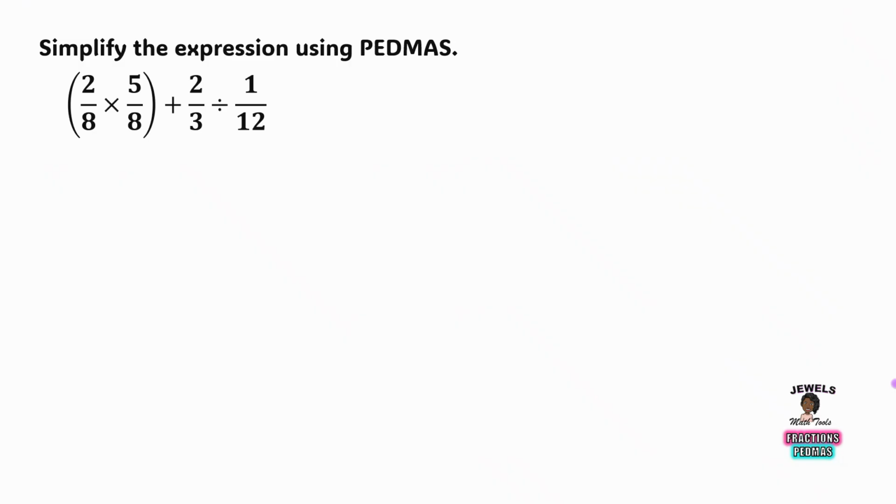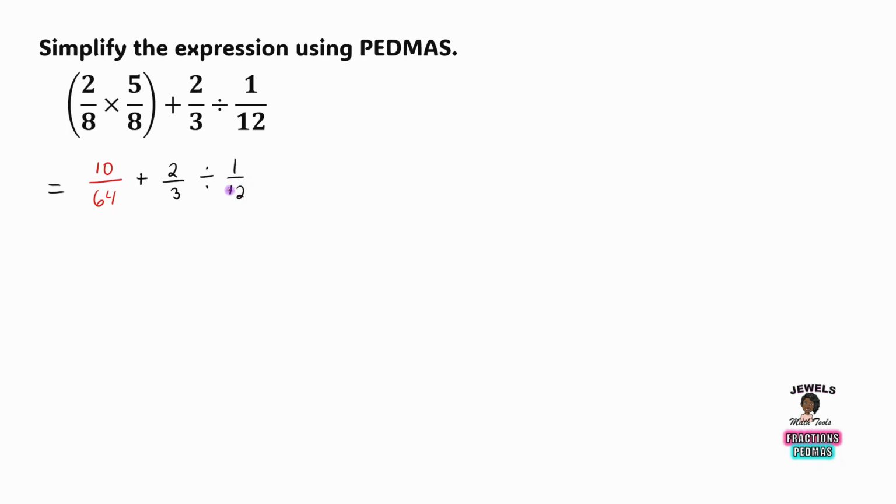So today we're working through our final question involving order of operation. And as always, we are going to begin with our parentheses. So we're going to multiply our 2 times 5, which is equal to 10, and our 8 times 8, which is equal to 64. And now we're going to add everything else back to our question, making sure that our fractions and our operation signs are all in their correct position.